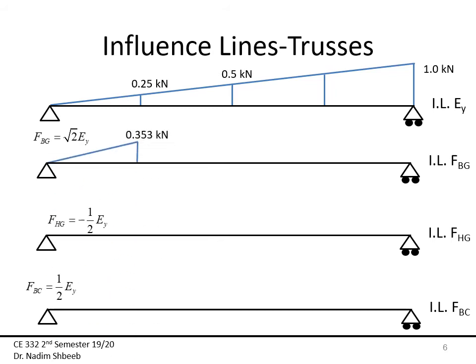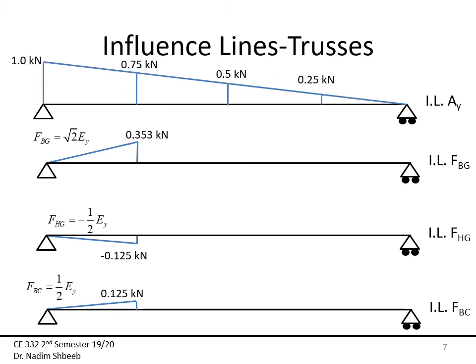So I'm going to take this value, the quarter, multiply that by square root of 2, and get the value of 0.353 kilonewton right here. Then I'm going to take minus 1/2 the quarter, and that's going to be minus 0.125, and this is going to be 1/2, and this is going to be 0.125. So this is telling me what? While the load is in this portion right here, the force FBG is going to be in tension, FHG is going to be in compression, and FBC is also going to be in tension.